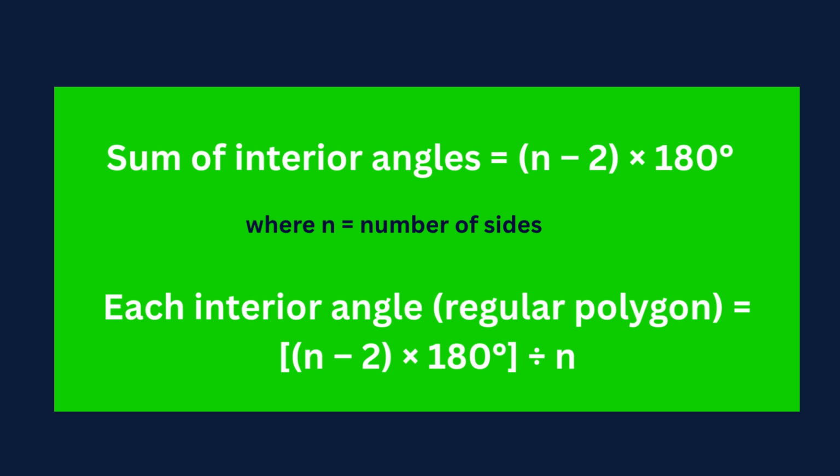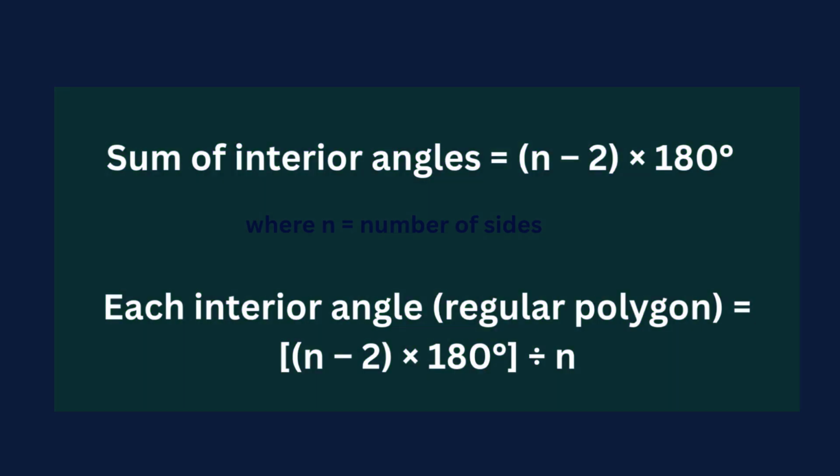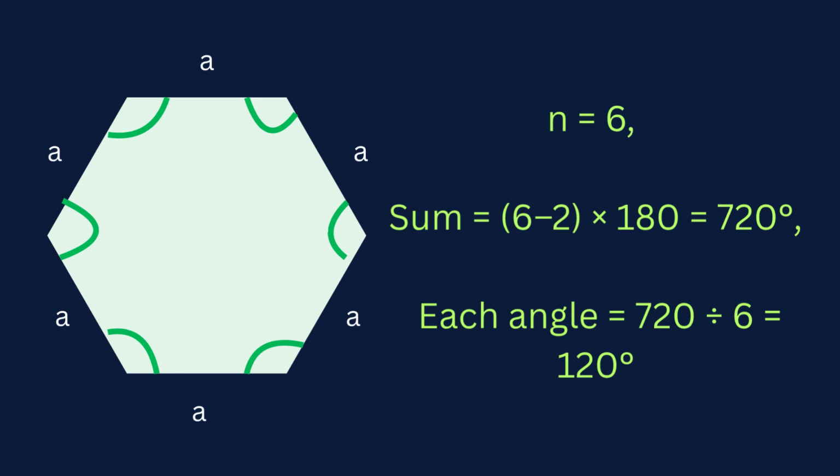For a triangle, 3 sides. That gives 3 minus 2 times 180 equals 180 degrees. For a quadrilateral, 4 sides, 4 minus 2 times 180 equals 360 degrees. For a regular hexagon, 6 sides, the sum is 6 minus 2 times 180 equals 720 degrees. Since it's regular, all angles are equal, so divide 720 by 6 to get 120 degrees each.